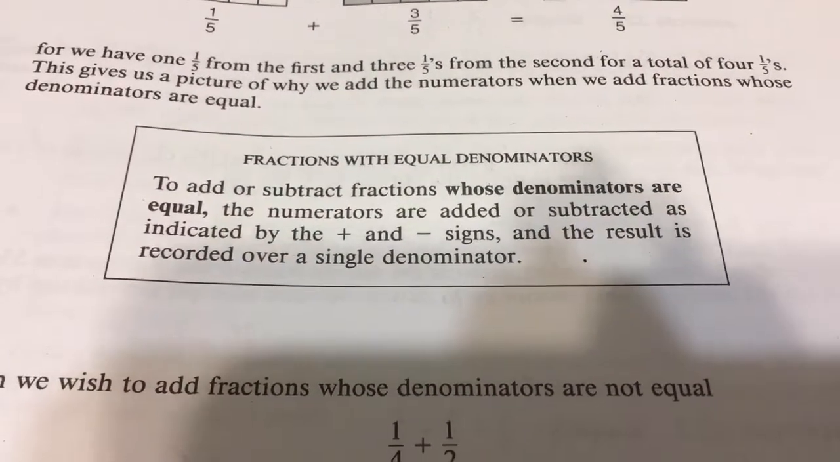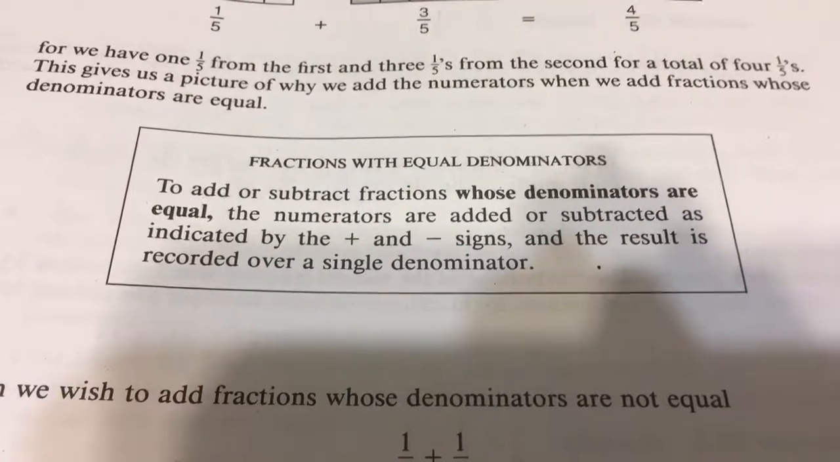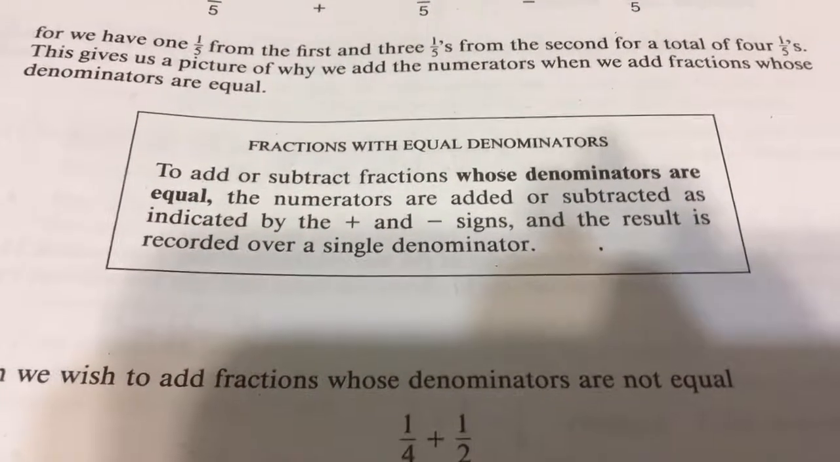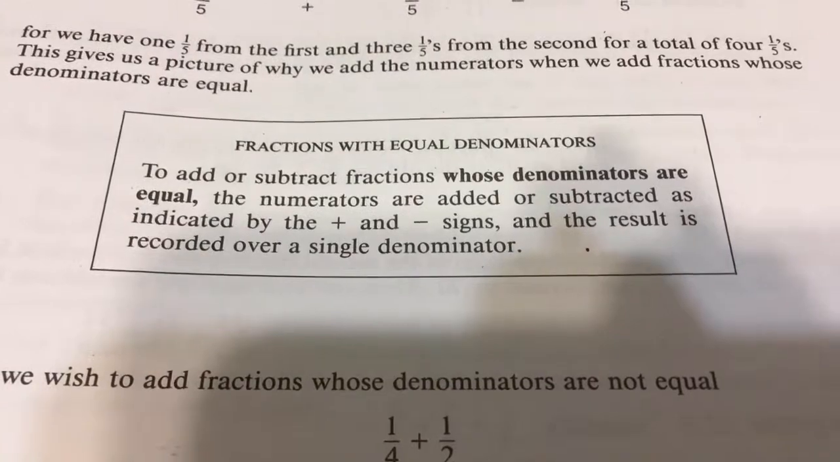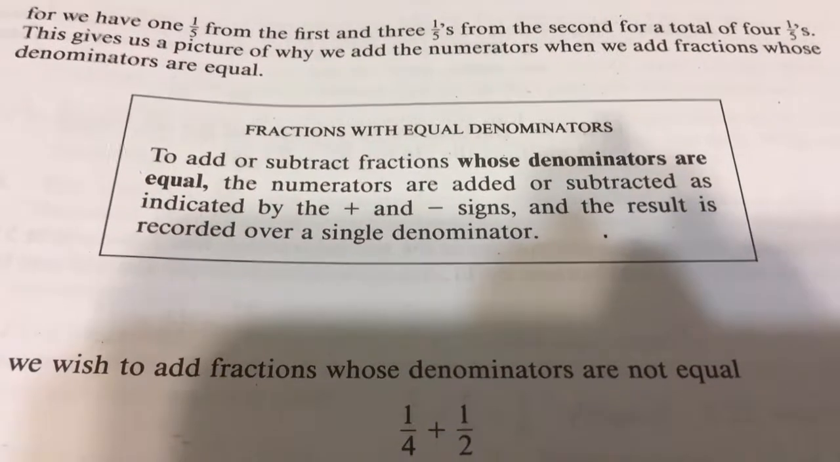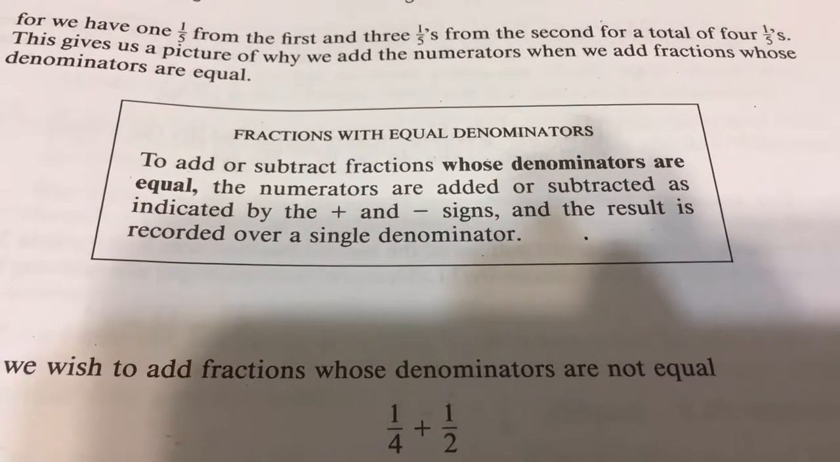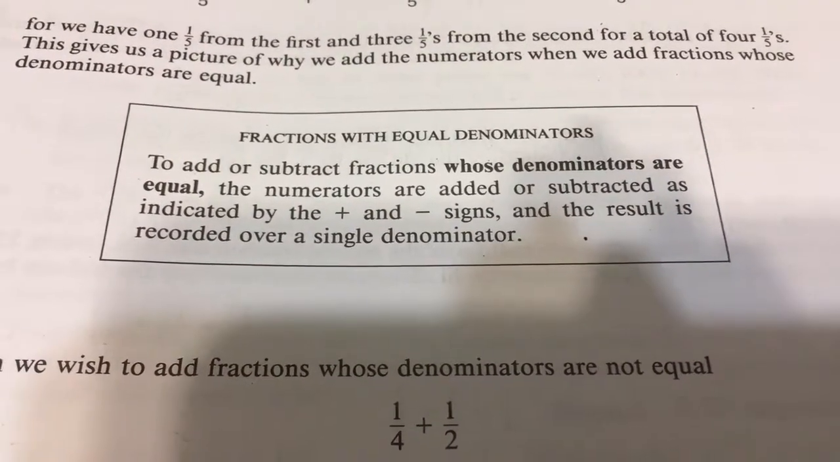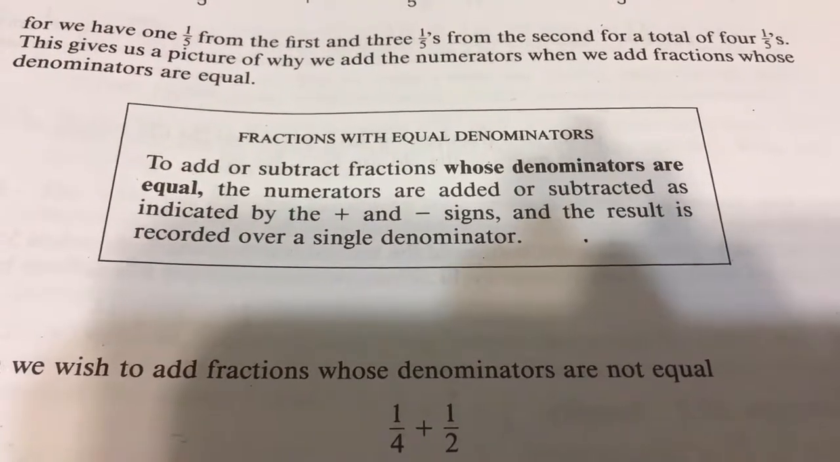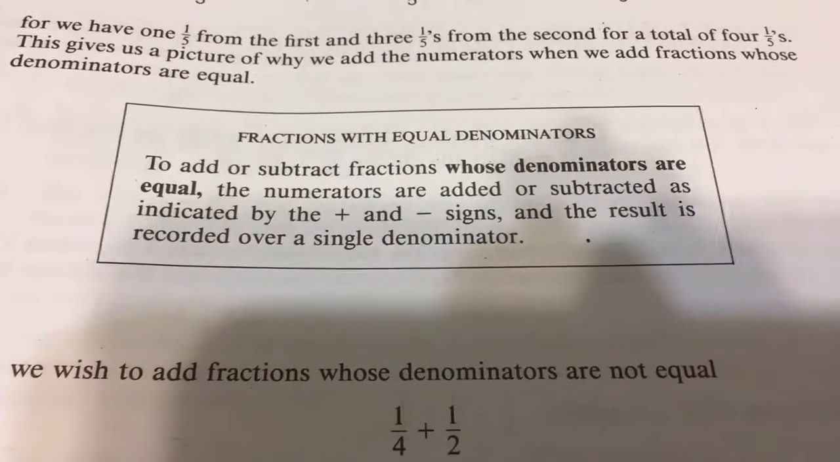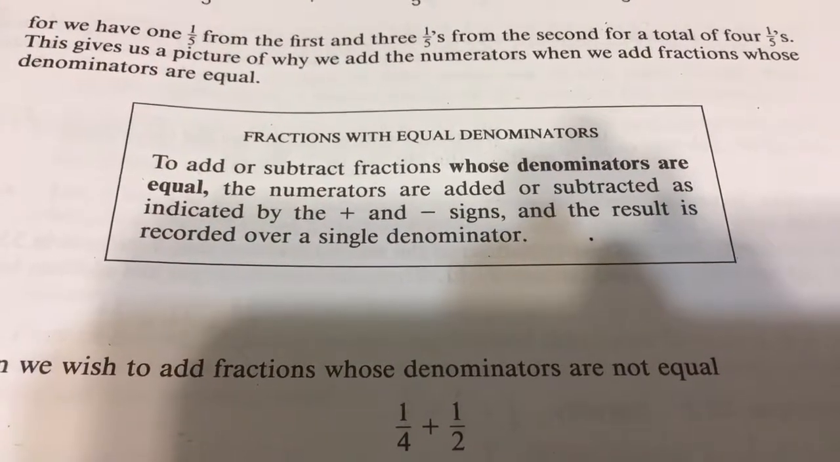Fractions with equal denominators. To add or subtract fractions whose denominators are equal, the numerators are added or subtracted as indicated by the plus and minus signs, and the result is recorded over a single denominator. So they already had the same denominator to start with. We just keep that denominator. So let's see an example.